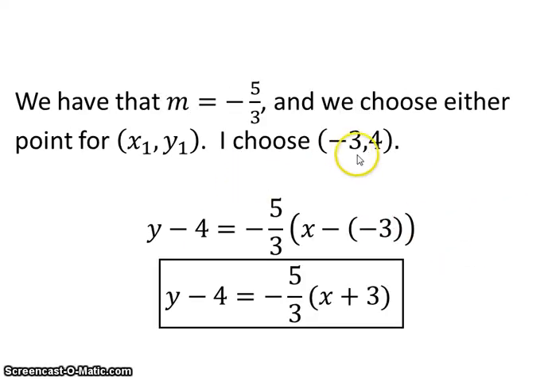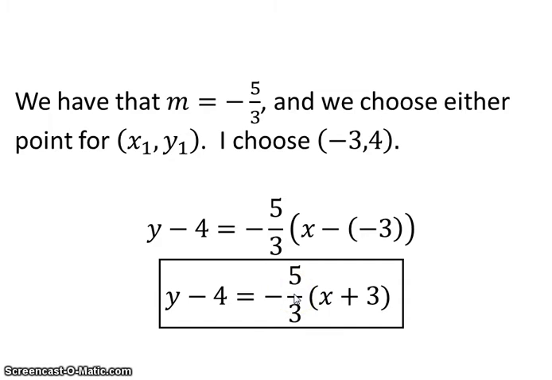So I'm going to choose (-3, 4). That's going to be my x1, y1. Plug them in, plug in my -5/3 for my slope. Simplify here because I've got minus a -3, so that becomes +3. And this will satisfy our first equation. We have our point-slope form using the point (-3, 4). If you choose the other point, it's going to look slightly different, but it's still correct.